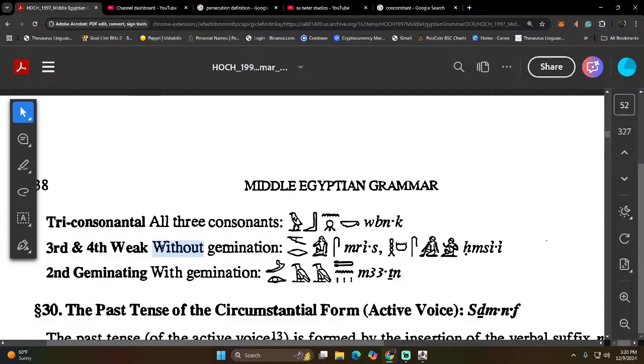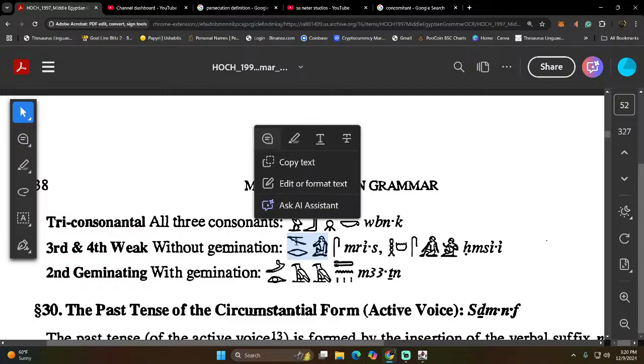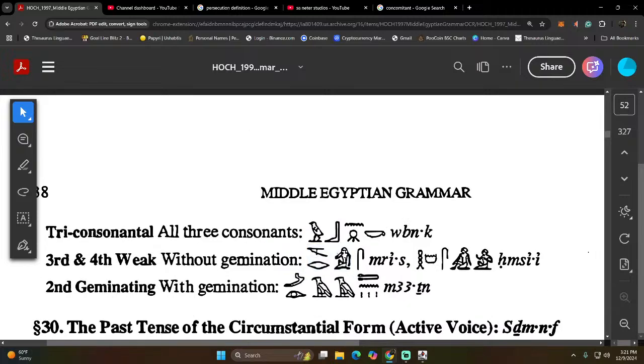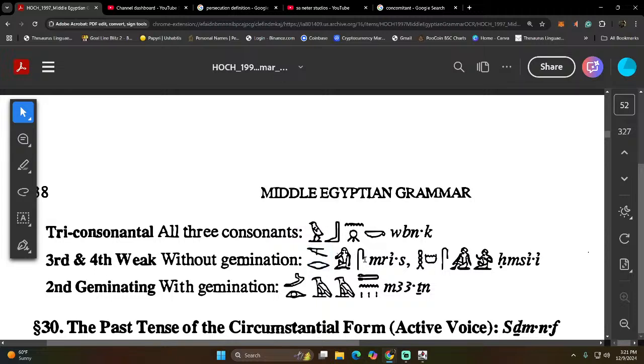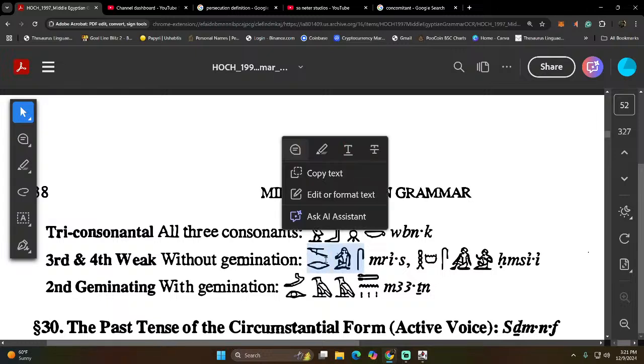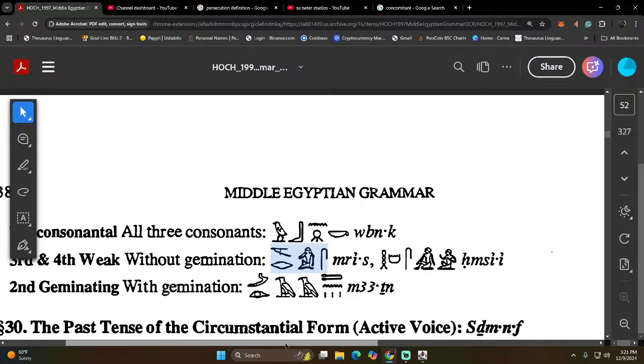In the third and fourth weak without gemination, like the word Mary, we're saying Mary, even though we only see mer here. Let me make it bigger. You see it's only mer, but some would argue that this stands for the E, but it doesn't, because the hand is to the mouth. So mer, which is like love, or you could say beloved, her beloved, or her love, right? But it's without gemination, so we don't see mer with two R's. We just see mer with one R.